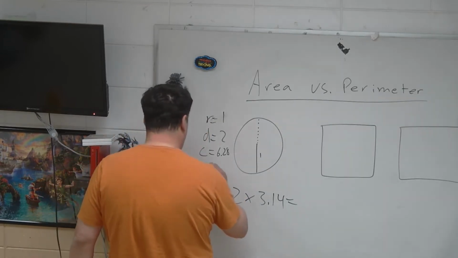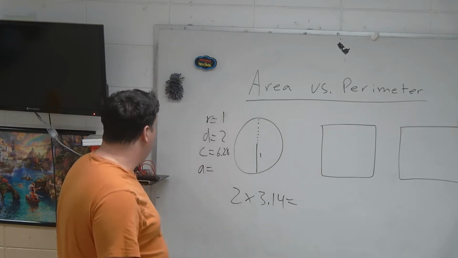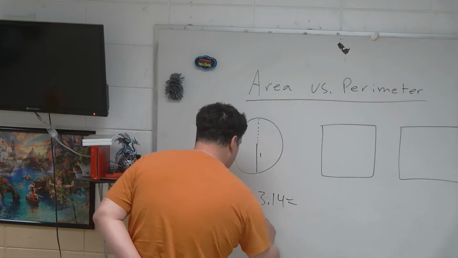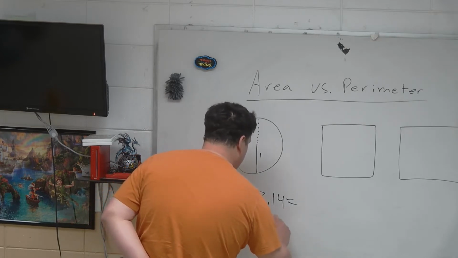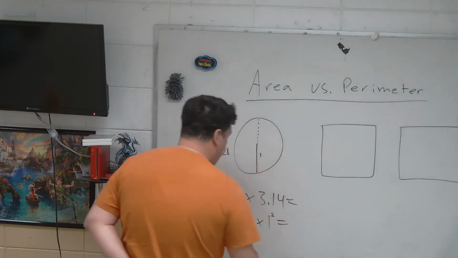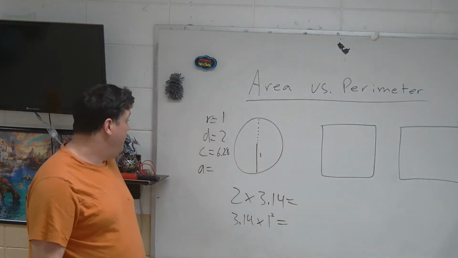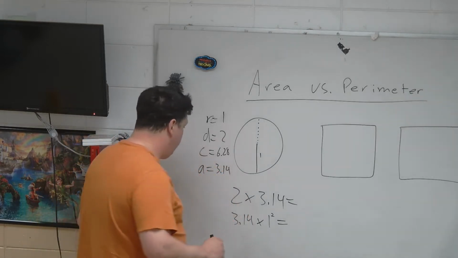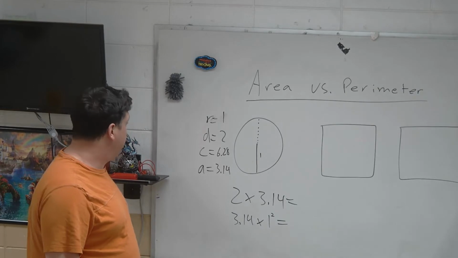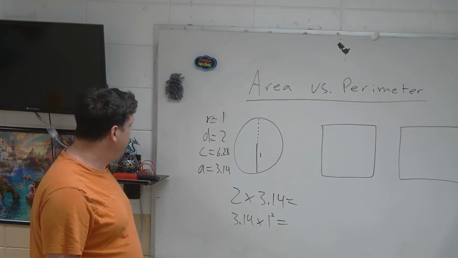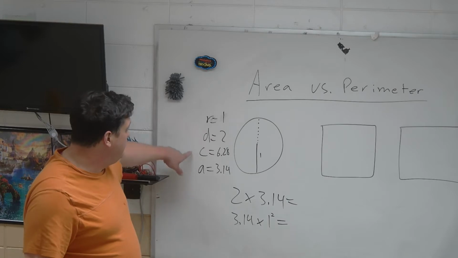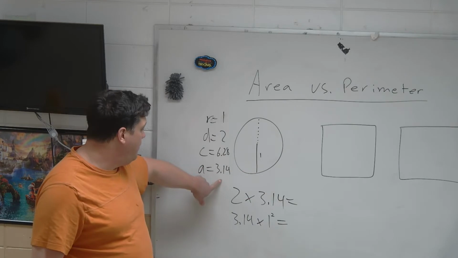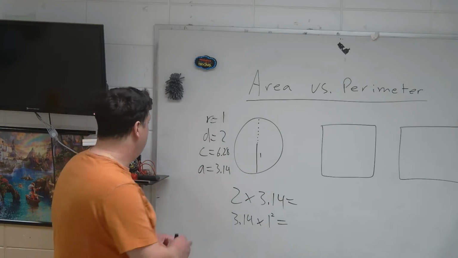Area is going to equal pi r squared. Pi is 3.14 roughly times the radius, which is 1. And we're going to square that. And 1 squared is just 1. So pi r squared, our area is 3.14. So in this case, perimeter is 6.28, and area is 3.14 squared units, whatever those units are.